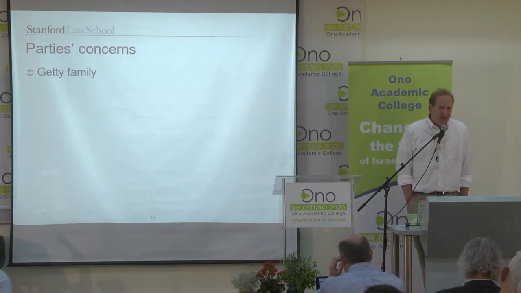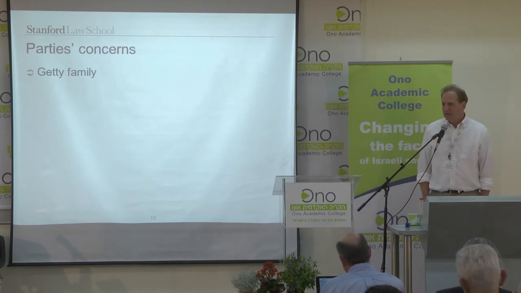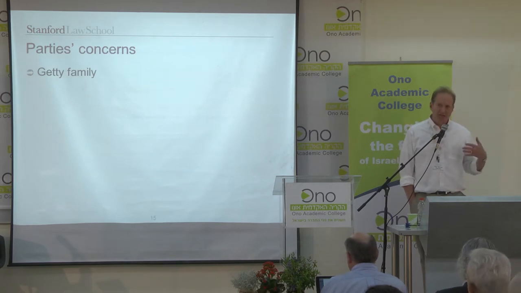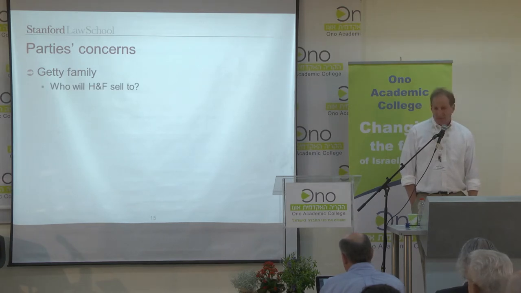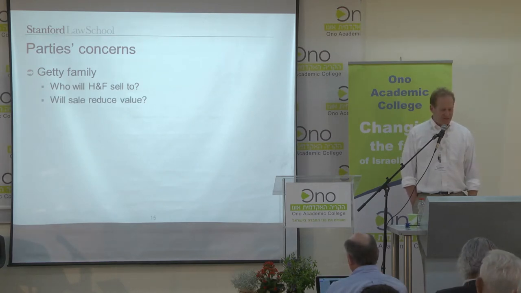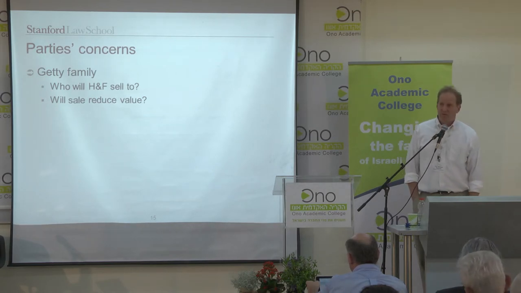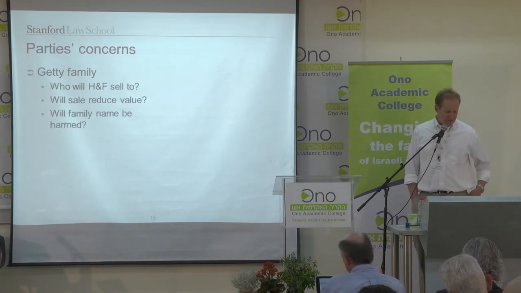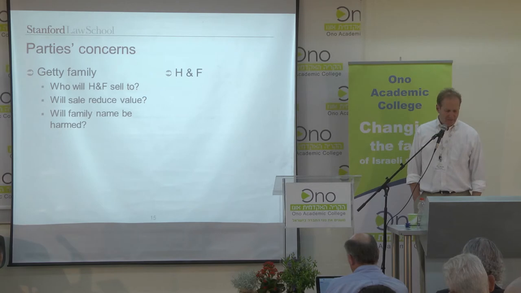Again, if we could specify the contract, specify the terms of exit, we would have no problem. But we can't do that. Hence, we get into a more complicated mechanism that has to substitute for a specification. So what are the concerns? With respect to exit, who will Hellman and Friedman sell to? Will they sell to somebody else that would tarnish the family name by publishing images that they don't want on the web? Will the sale reduce value? Is Hellman and Friedman going to find themselves having to exit at a time when the market is low and the Getty family won't get full value for their interests? And again, will the family name be harmed?